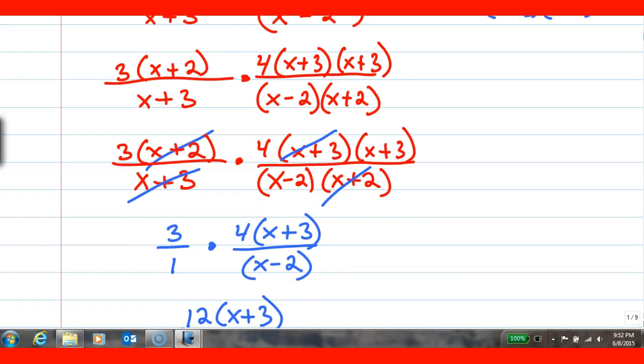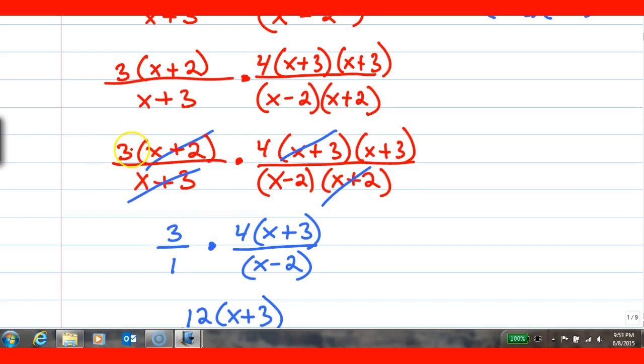Coming down, now I can look at some canceling from the top to the bottom before I multiply these together. I have an x plus 2 in the top here, and I have an x plus 2 in the bottom on the other side, so I'll cross them out. Looking across, I don't have a 3, I don't have a 4. X plus 3, I have one in the bottom, so I'll cross those out. And then I have an x plus 3, I don't have another one in the bottom, so I can't cancel it. So let's pull everything together that we have left.